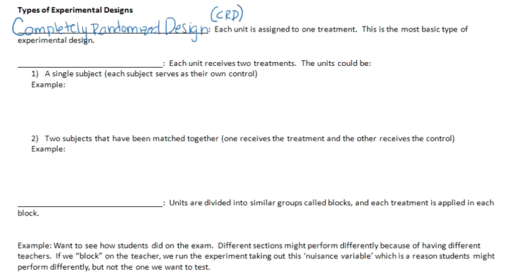The second type that we can look at is a matched pairs experiment. With a matched pairs experiment, we're going to have units that receive two treatments. A unit could either be a single subject or two subjects that have been matched together. With a single subject, an example of this would be a before and after test for them.